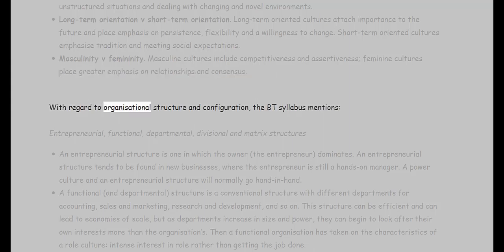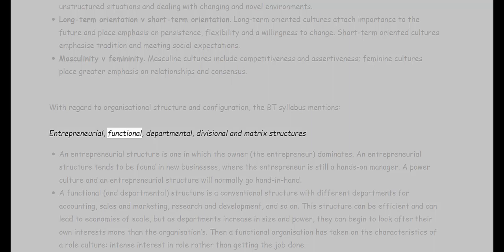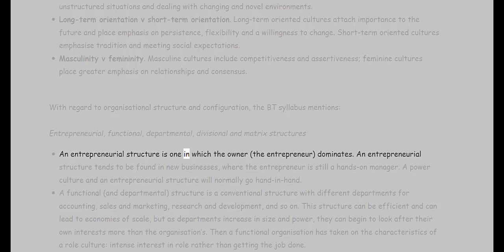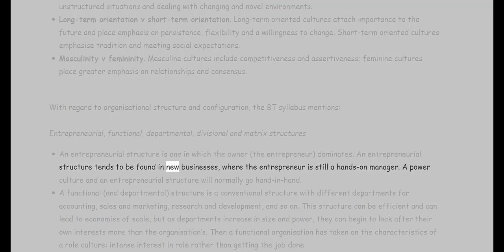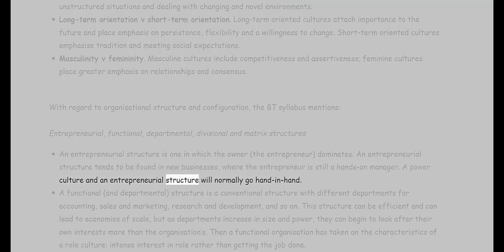With regard to organizational structure and configuration, the BT syllabus mentions entrepreneurial, functional, departmental, divisional, and matrix structures. An entrepreneurial structure is one in which the owner, the entrepreneur, dominates. It tends to be found in new businesses, where the entrepreneur is still a hands-on manager. A power culture and an entrepreneurial structure will normally go hand in hand.